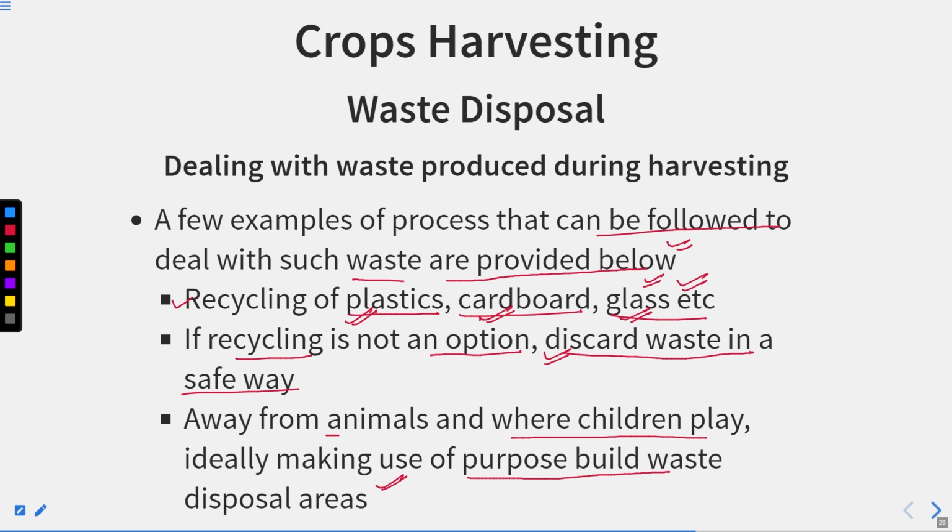So where your animals or your cattle are, your disposal area should not be there. Or where your children are playing, suppose there is a playground where the children used to play, your disposal area should not be there, because it can cause many types of diseases to those children.